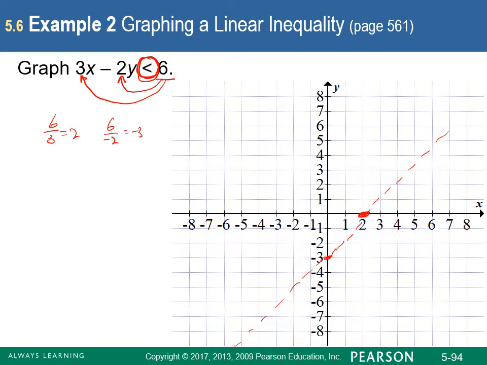Pick out a point and test it. As you just saw, I am particularly fond of 0, 0. So 3 times 0 minus 2 times 0 is 0. Is 0 less than 6? Yes, it is. So we need to shade this part of the graph.